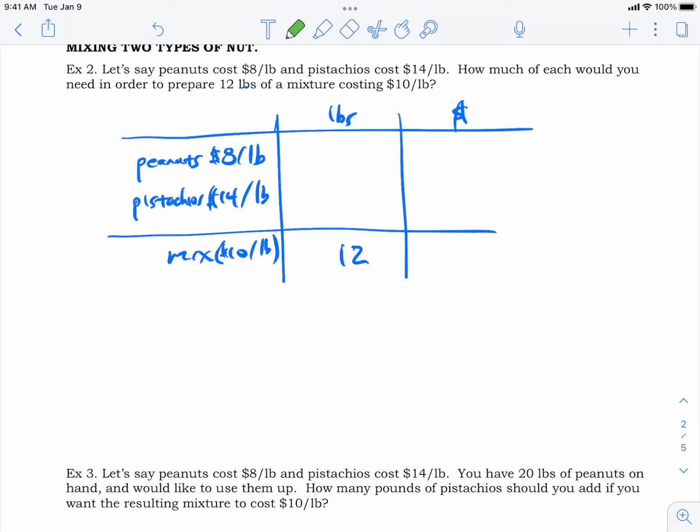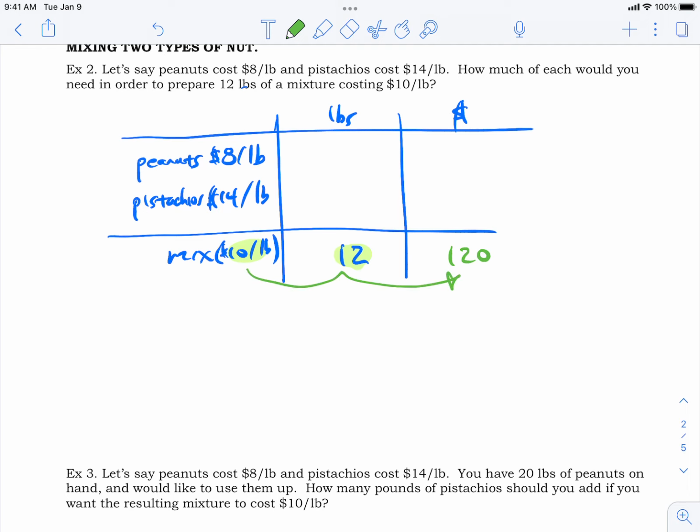Now we say, how do I fill in the table? Using an X here and there if I have to, but how can I fill in the rest of the table? And again, I bring your eye to this. $10 a pound, you're gonna have 12 pounds. You could fill that in right away. That's going to be $120. So the total mixture is going to cost 120 bucks, right?